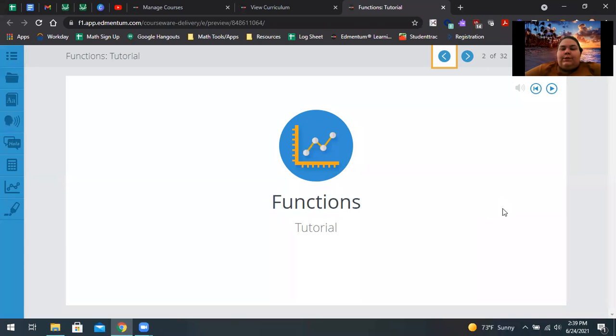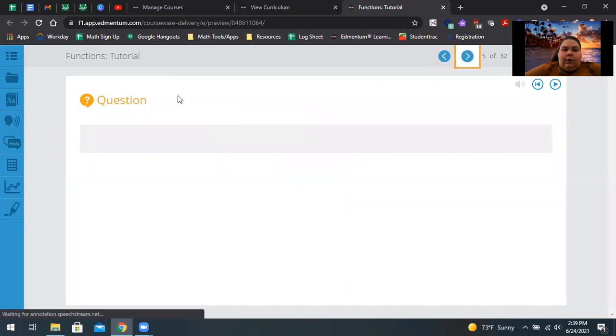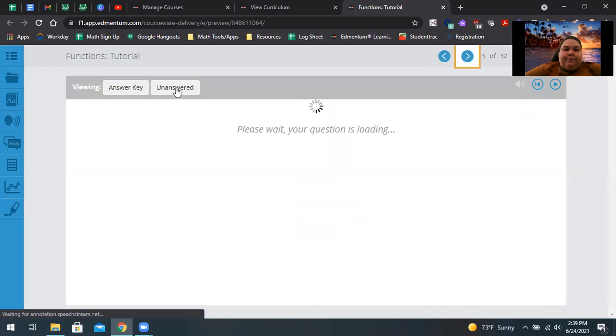So this is the Algebra 2 Semester A Unit 1 Functions tutorial. So let's go ahead and jump into slide 5, which is the starting of the warm-up, and we'll continue on there.